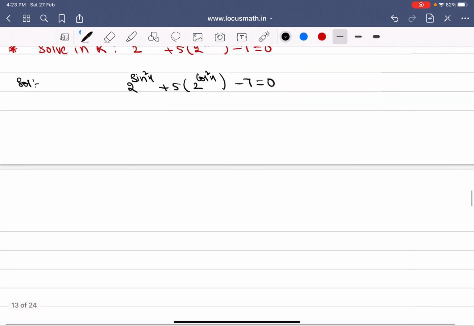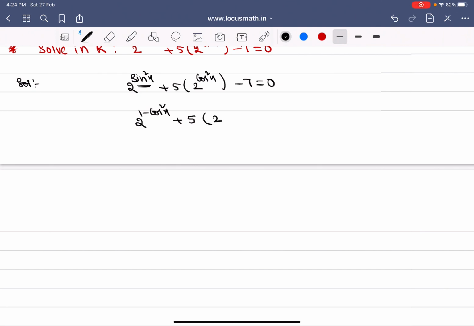So convert this equation into a single variable. For that, write sin square x as 1 minus cos square x. Then we have 2 power 1 minus cos square x plus 5 times 2 power cos square x minus 7 is equal to 0. This is nothing but 2 over 2 power cos square x plus 5 times 2 power cos square x minus 7 is equal to 0.